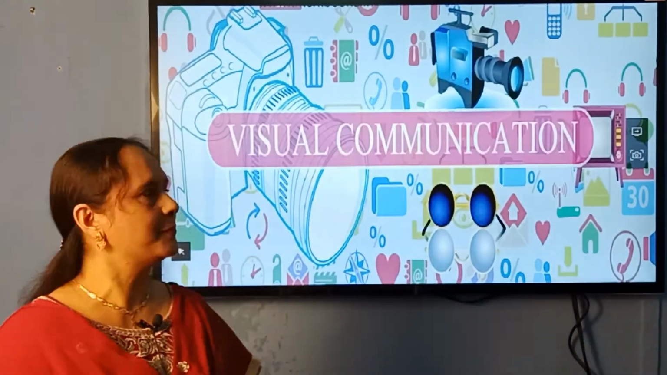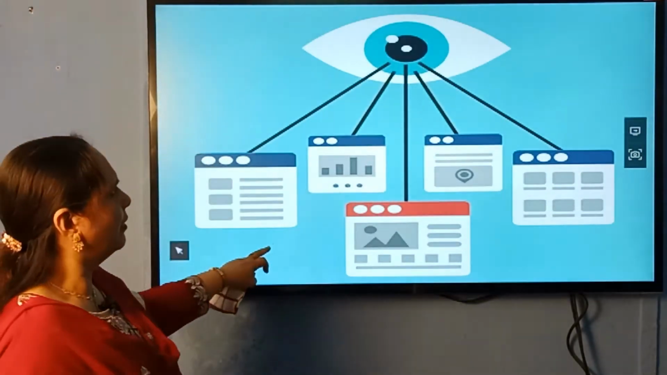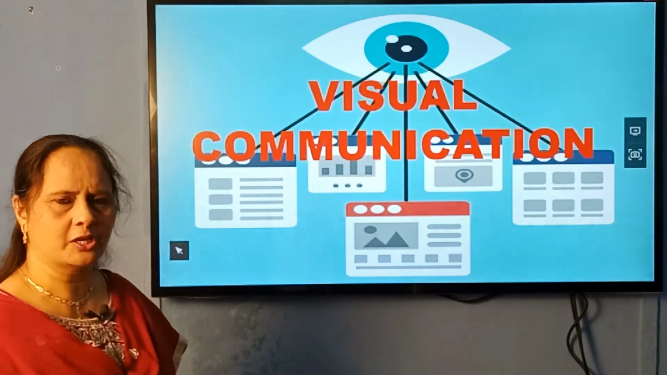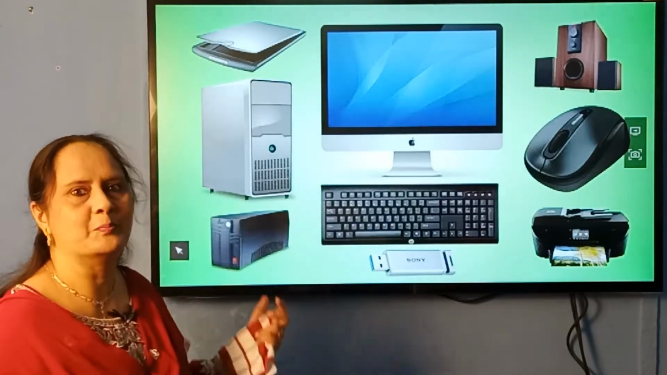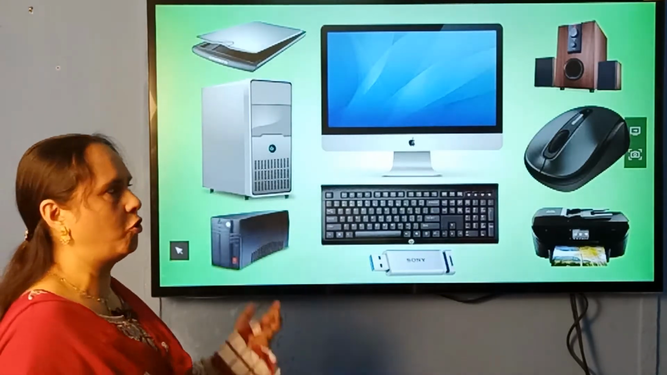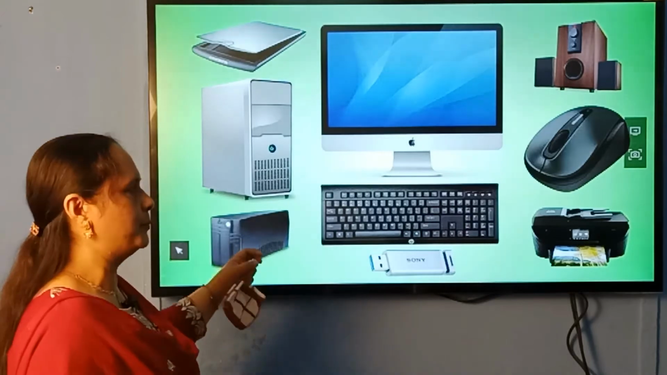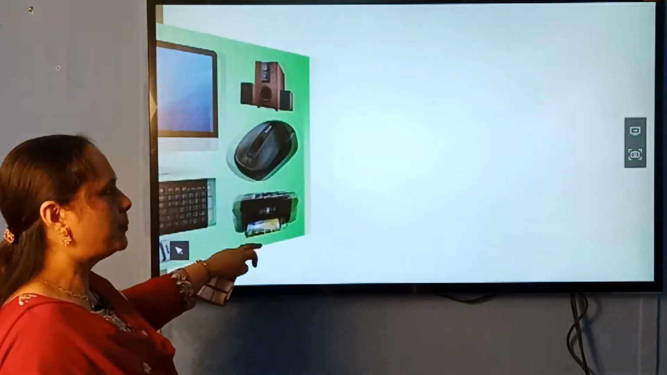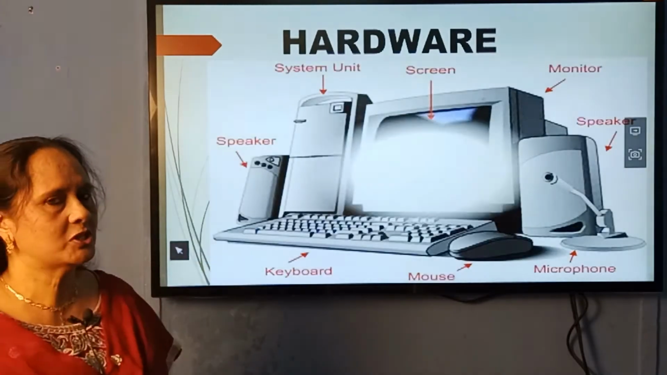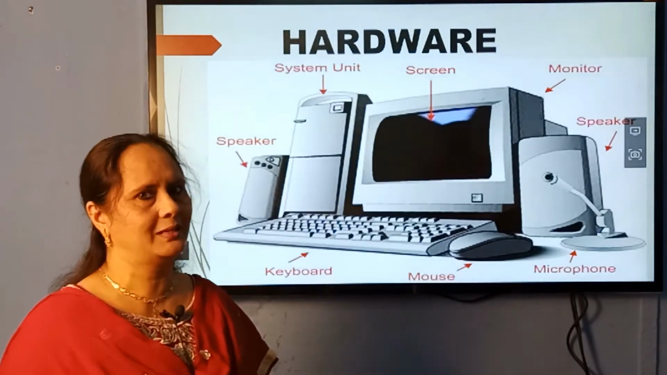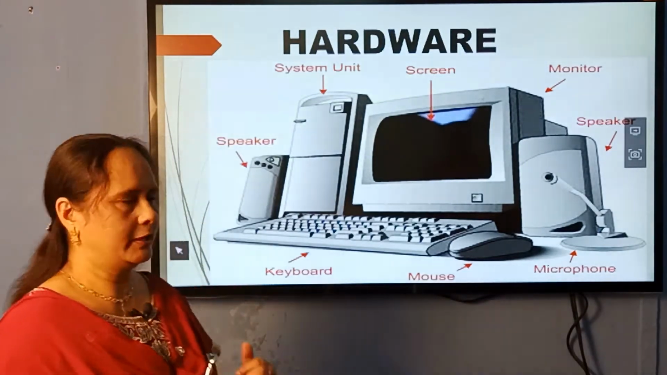Today our topic is visual communication. When you heard this topic, visual communication, what comes to your mind? Of course, the computer. Not only the computer, all parts of the computer and other accessories related to the computer, isn't it? Actually, apart from all this, we have hardware and software which deal with the working of the computer. Actually, these two play a vital role in the working of the computer.